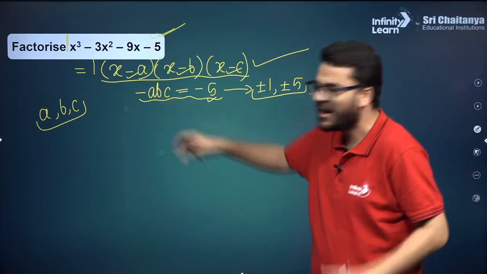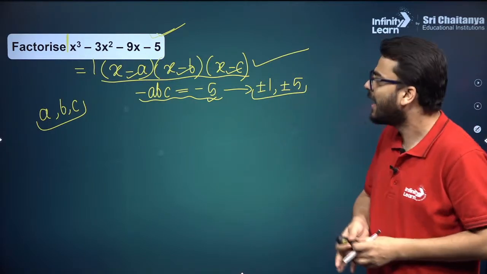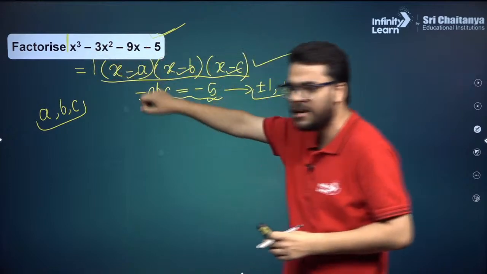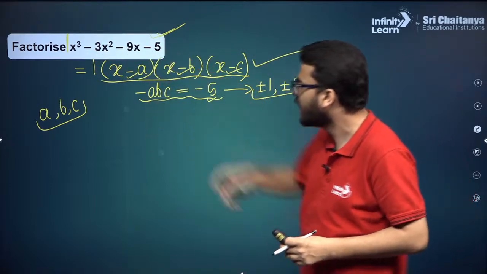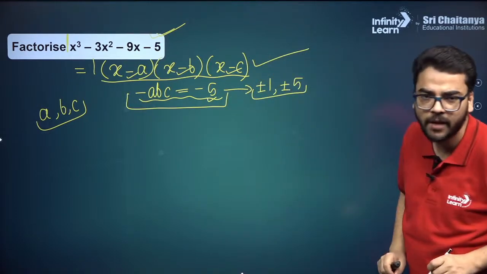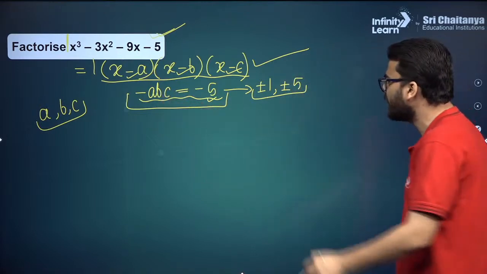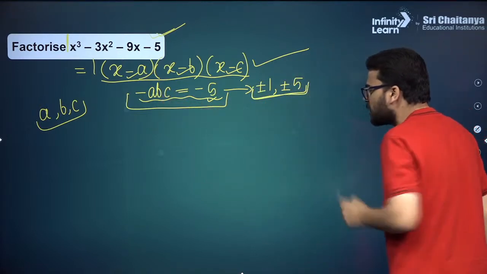This is the term free. This is the term independent of the variable x, right? And in the left hand side as well, the term independent of the variable x is minus 5. So can I not say that minus abc is equal to minus 5 only? So what are the possibilities for a, b and c over here? The possibilities of a, b and c are plus minus 1 and plus minus 5.